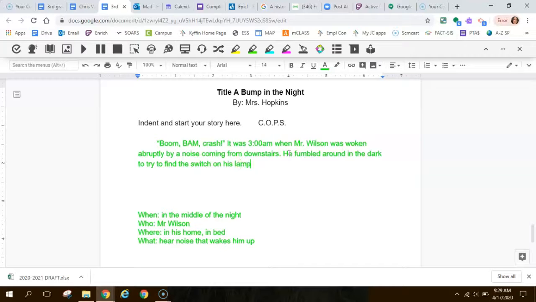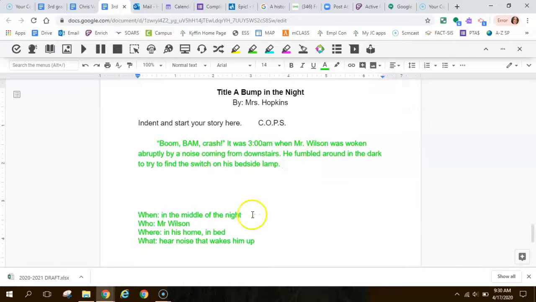And I want them to really see where this lamp is. So I'm going to give the lamp a place. He fumbled around in the dark to try to find the switch on his bedside lamp. Good. So now that gives a real clear picture that he's still laying in bed and he's fumbling around. He can't find it because it's in the dark. So there's an action. And I'm just going to do COPS as I go along. Capital, the organization, I read through it twice. I've got punctuation, and I don't have any spelling mistakes because they would be underlined in red. How nice is that?